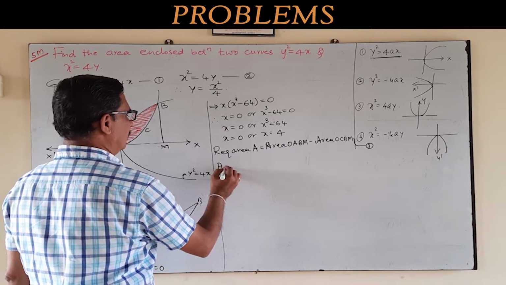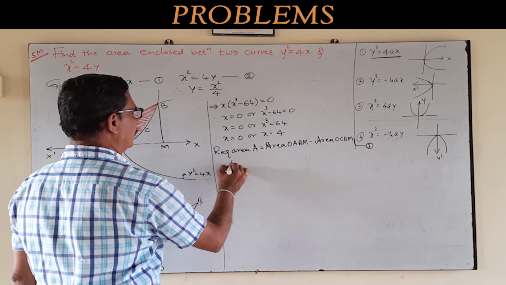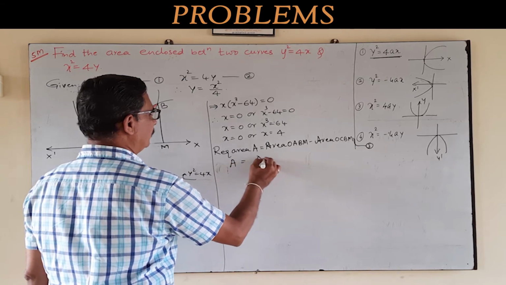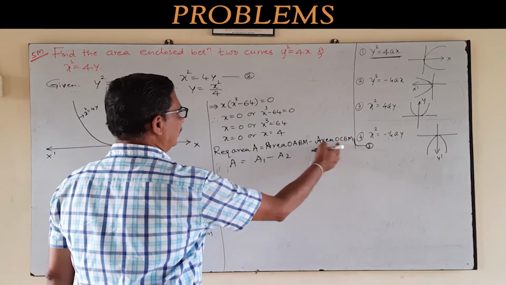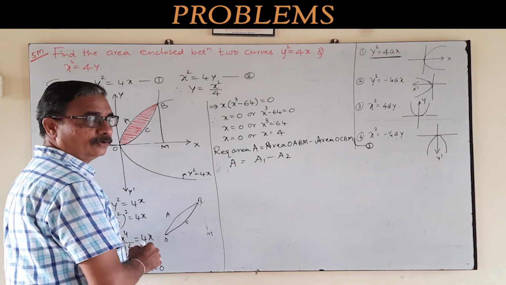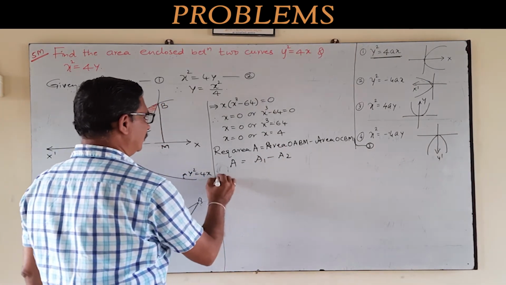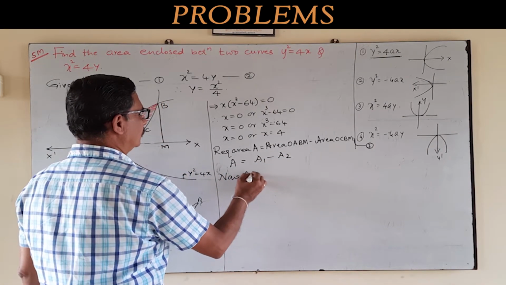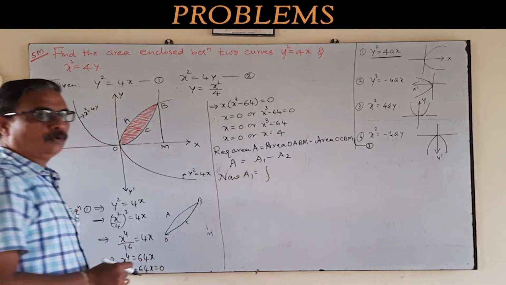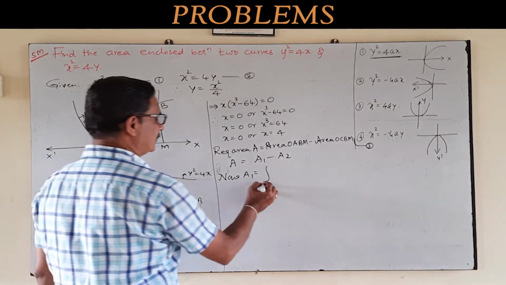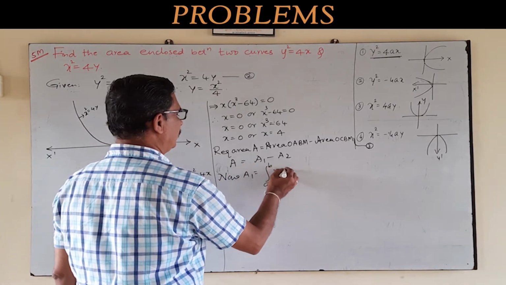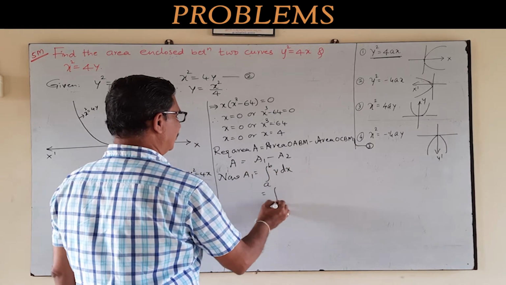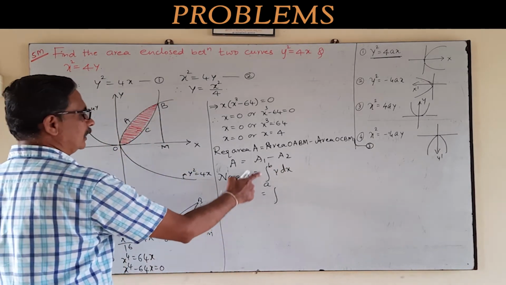Now that is the required area A, which is equal to area OABM, called A1, and here you call it A. Okay, here A1 is called A2. Now to find A1, the area bounded by the curve with the x-axis is given by the formula integral from A to B of y dx.